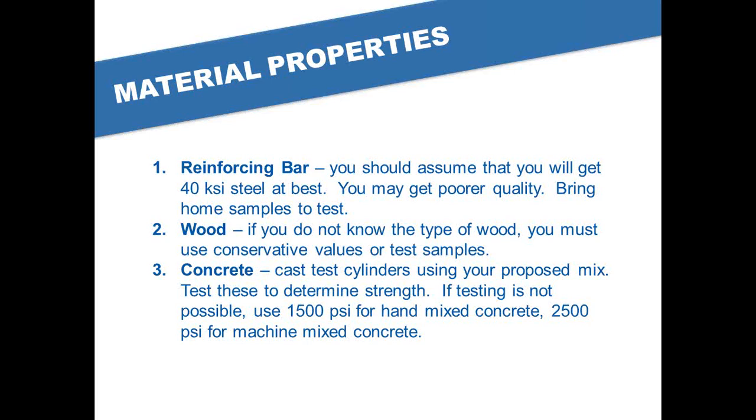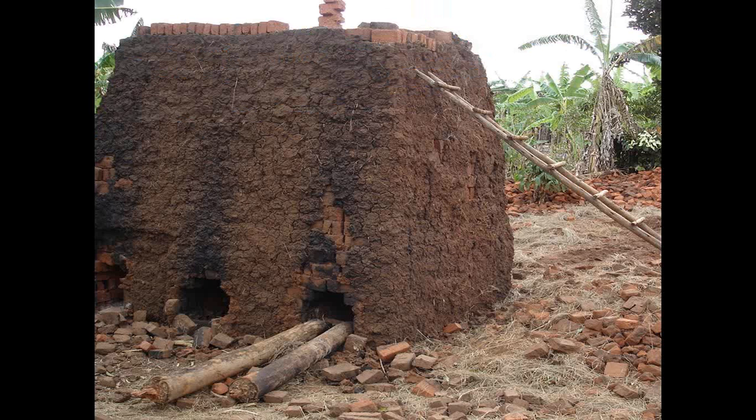Concrete, you know, either cast test cylinders of your proposed mix, or if you're not doing that, just use 1,500 PSI for hand mixed concrete or 2,500 PSI for machine mixed concrete. And then again, just some photographs that show the kind of variation in materials that you'll get.